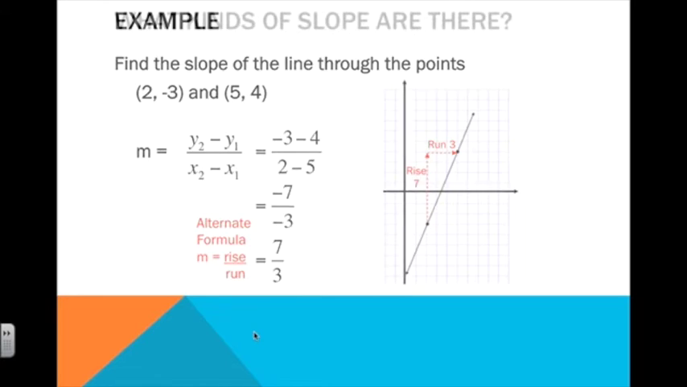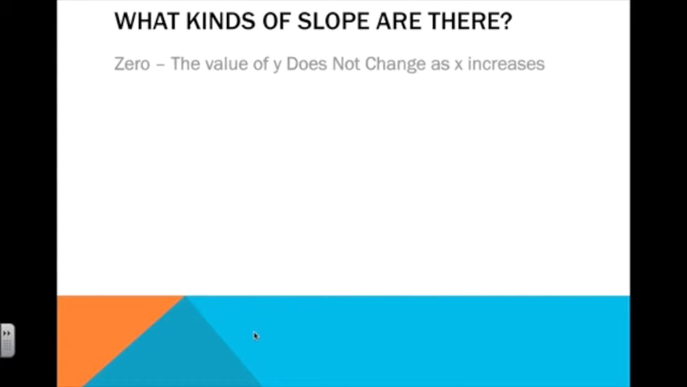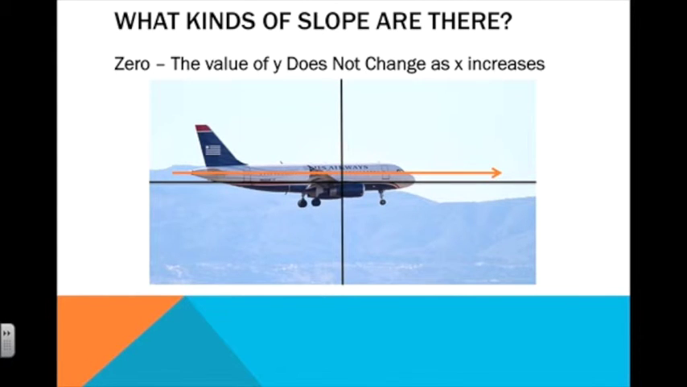Now another kind of slope is horizontal slope, which is 0. It's equal to 0. Notice here we have our plane, it's taken off, and now it's just cruising. We're not going up and we're not going down. The value of y is not changing as x increases, or as we go from left to right.